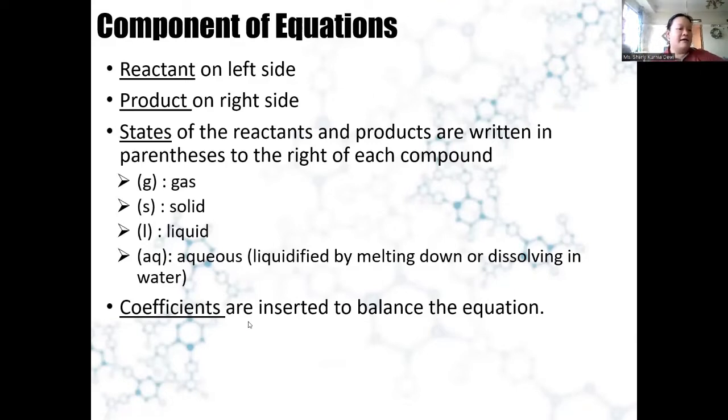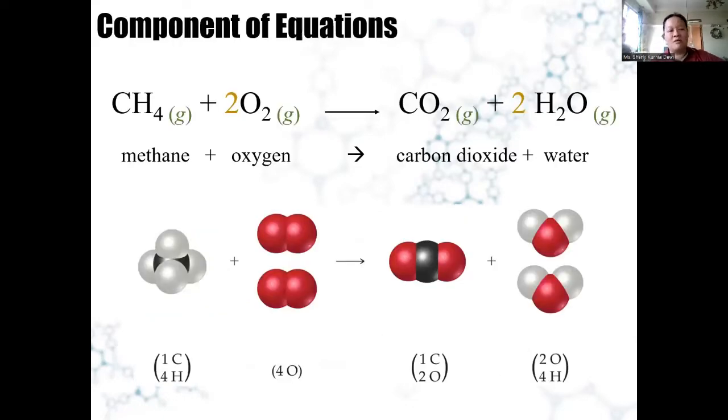And then the coefficient, that is the number in front of each compound, is inserted to balance the equation, to make it the same amount of atoms between the left and the right side. Okay, this is the example. For example, we have methane. Methane is CH4. We have oxygen, and the result, if you burn methane, you will get carbon dioxide and water.